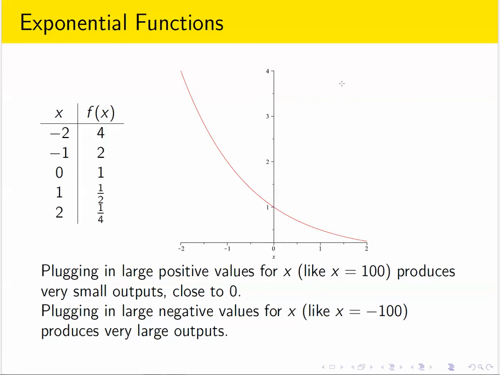And when we plug in large negative values for x, we get large outputs, as seen over here. So what's the difference between the example we looked at before and the example we're looking at now? Well, it's the value of that base.